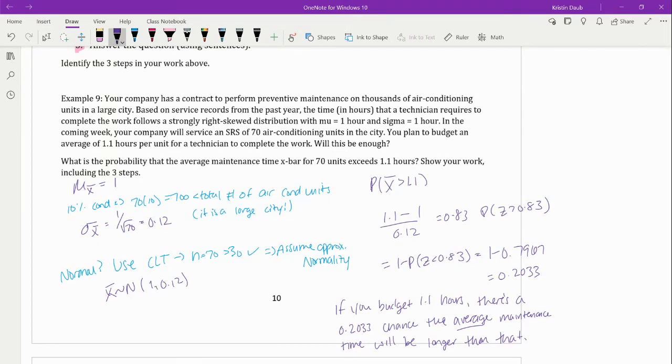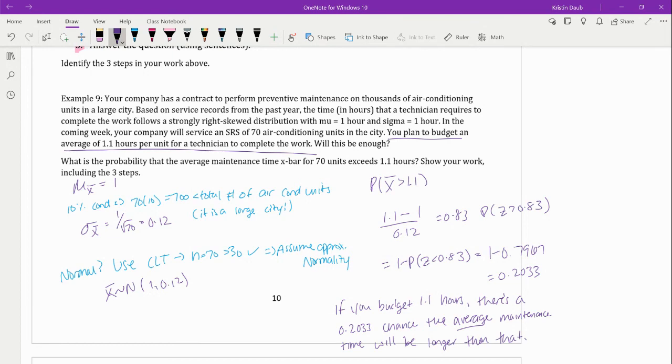All right, so here's my answer for example 9. I'll give you a second just to check your work, pause the video, and then I want to point something out. I want to point out the wording of my question answer, the sentence at the very end. Essentially, I used the notation or the words from this sentence that I just underlined in the question: you plan to budget an average of 1.1 hours per unit to complete the work. So that's where I can see the wording. The wording of this one is just a little bit different.